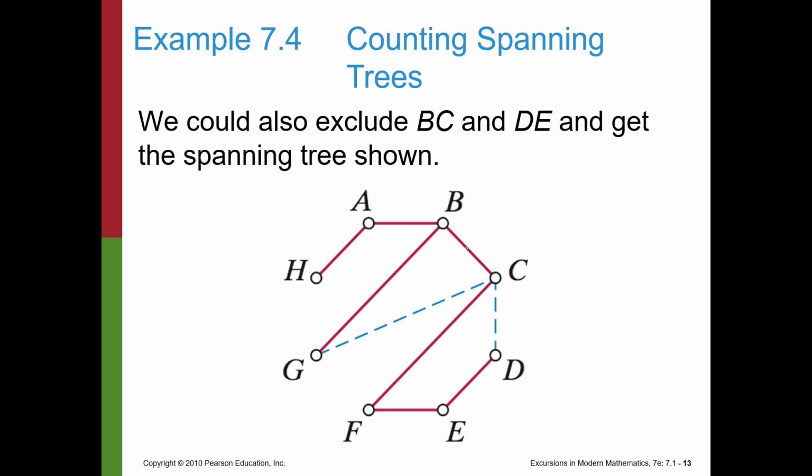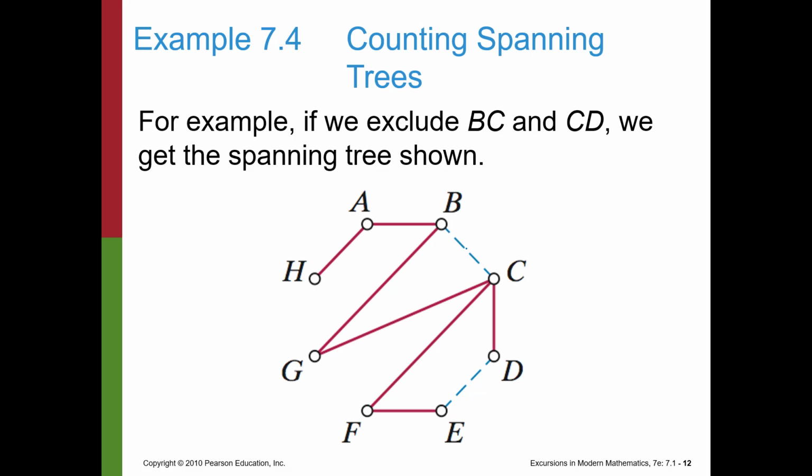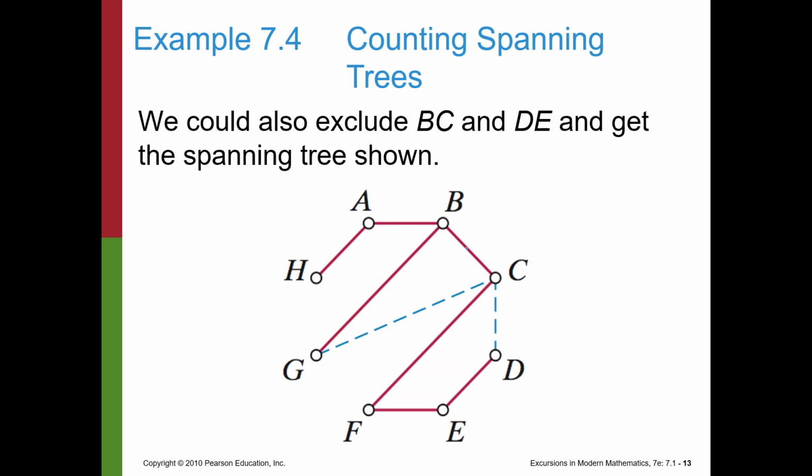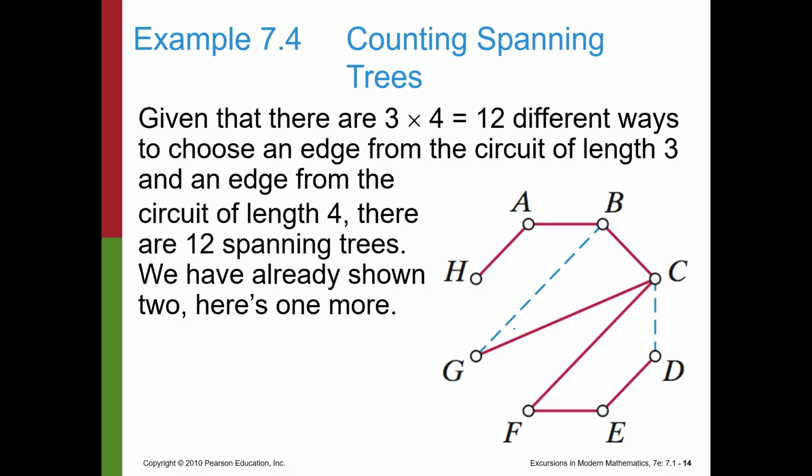This is not right. We could also exclude it. Looks like they're excluding CG and CD, and we get this tree shown. Okay, so what we want to do is count how many different trees we can get out of this.